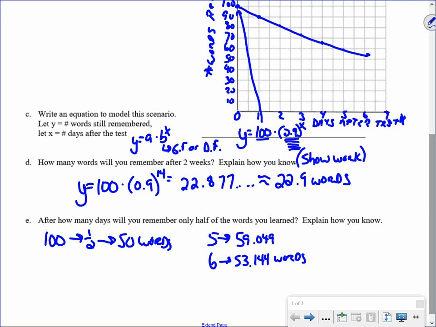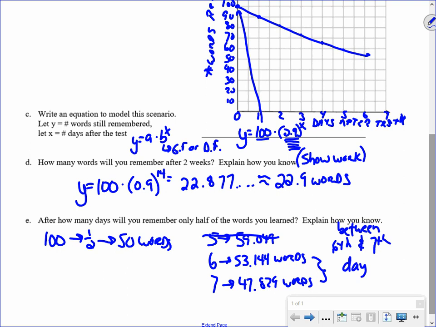So we're still not halfway yet. So at day 7, if we plug that in, 0.9 to the 7th power times 100, that is 47.829, a couple other numbers, but that's all right, so you get the idea. So our answer is going to fall between the 6th and 7th day. We will get to about half the words between the 6th and 7th day. And there's your work showing it. Obviously 5 is out of the running because that's too high. It's right between these two numbers somewhere.